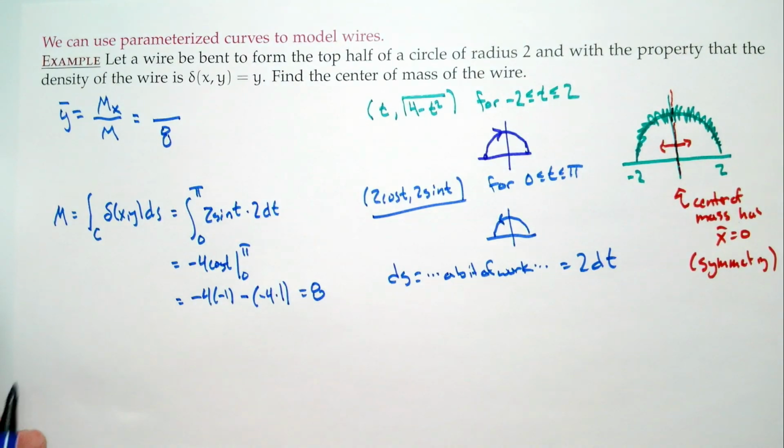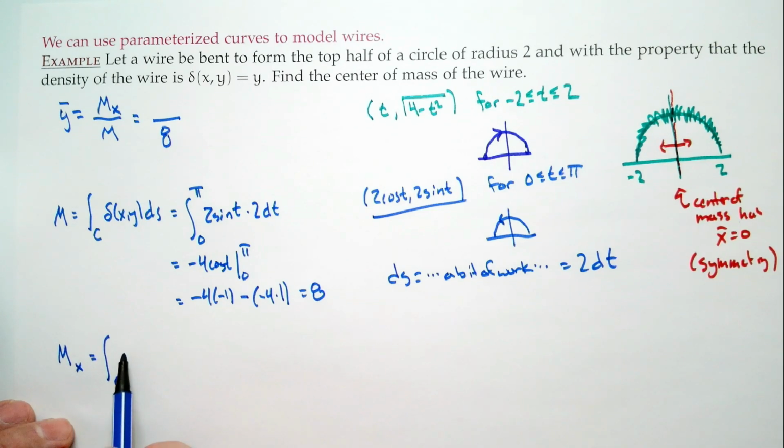But now we need the moment. Okay, so for the moment, and this is the moment with respect to the x-axis, and the reason it's the moment with respect to the x-axis is the distance to the x-axis is y, and we're trying to do sort of an averaging of our y's. Okay, so what does this become?